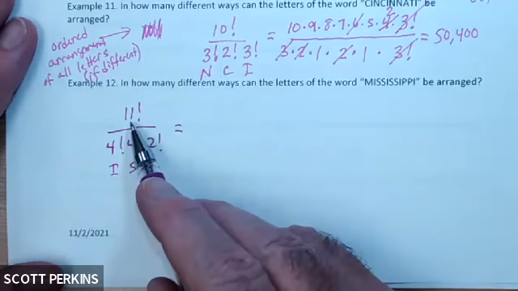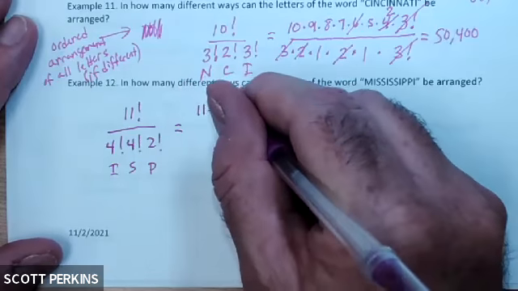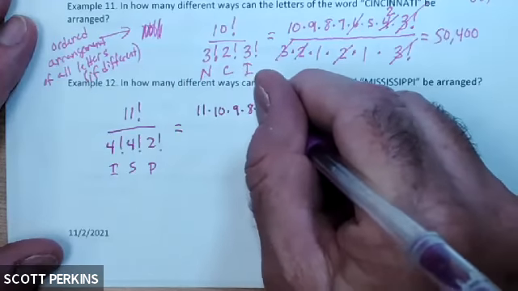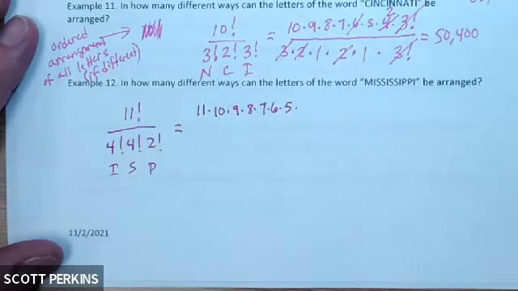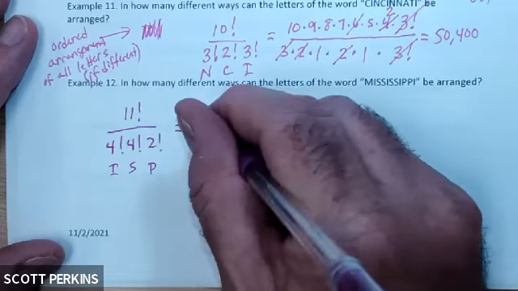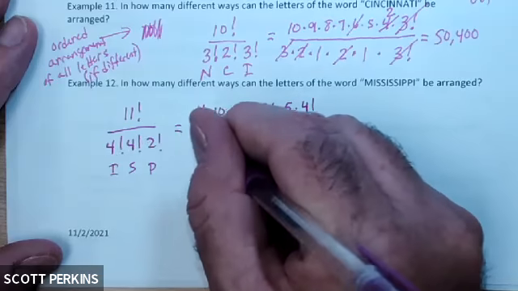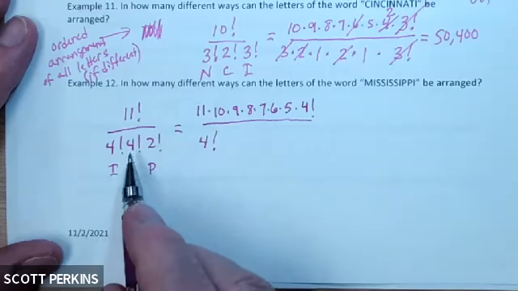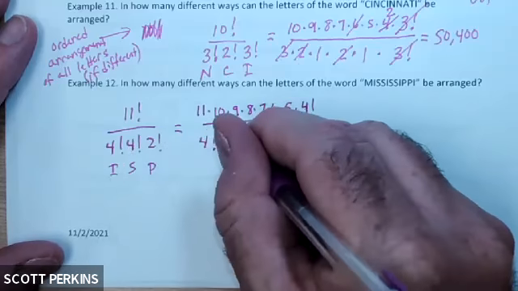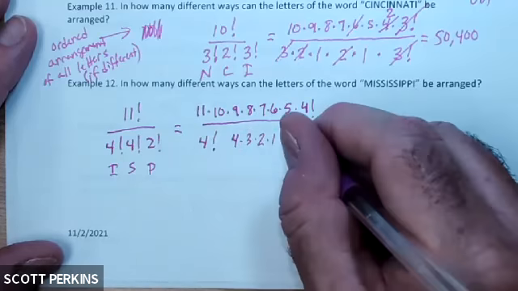So I'm going to expand the 11 factorial. 11 factorial is 11 times 10 times 9 times 8 times 7 times 6 times 5, and then the 4 times 3 times 2 times 1 will remain 4 factorial. The reason I did that is because I have these 4 factorials. I'm just going to leave the first one, and we'll cancel that. Then this 4 factorial is 4 times 3 times 2 times 1, and then 2 factorial is 2 times 1.